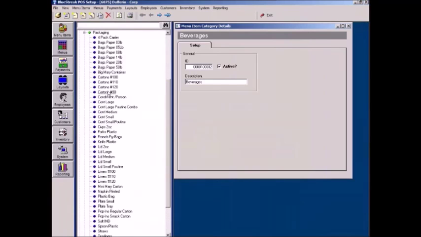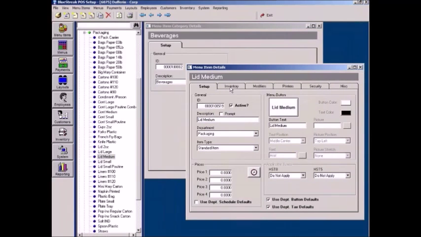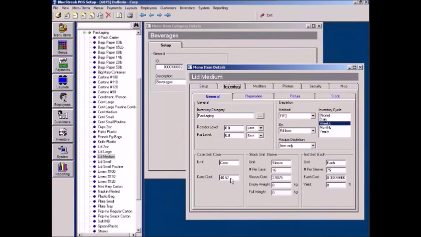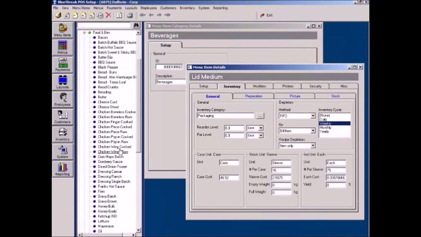So let's take a look at lids, for example. Everything is broken down to how it's purchased. If I go into inventory, I can see that I buy it by the case. There are 16 sleeves in the case, and there are 75 per sleeve. All that information is there. If I take a look at a food product, we go into food. If I take a look at chicken, pieces raw, I buy it by the case. There are 20 birds in the case, and there are 9 pieces per bird. That's what a piece costs me.